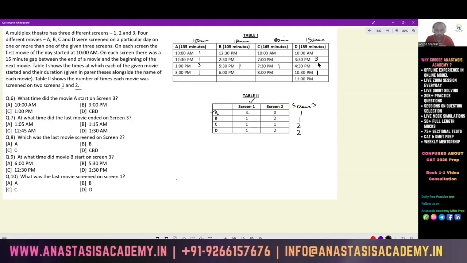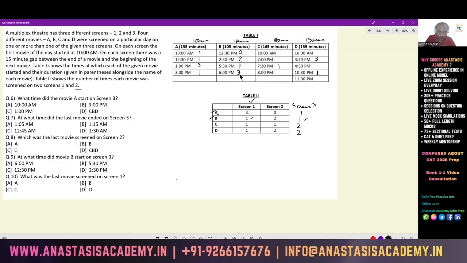Now the next movie on screen 3 will be after another 2.5 hours. It will necessarily be at 6 p.m. So the timing that aligns with it is only 6 p.m. for B. So this is screen 3. Now for screen 1 there was one movie, for screen 3 there was one movie. So these two are for screen 2. This is known. So B is also entirely done.